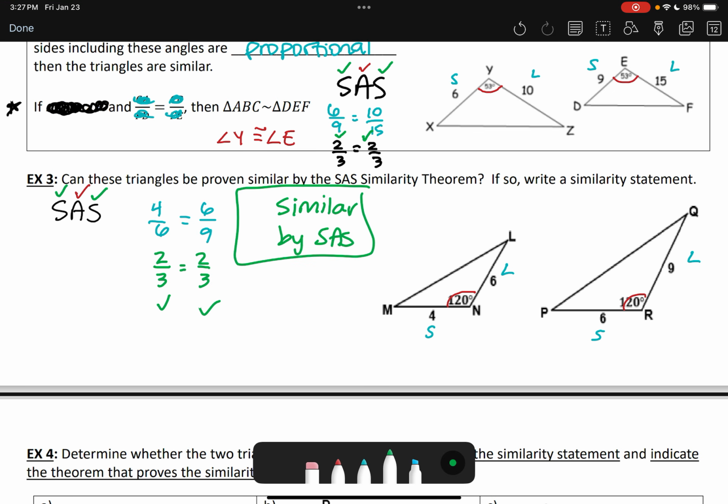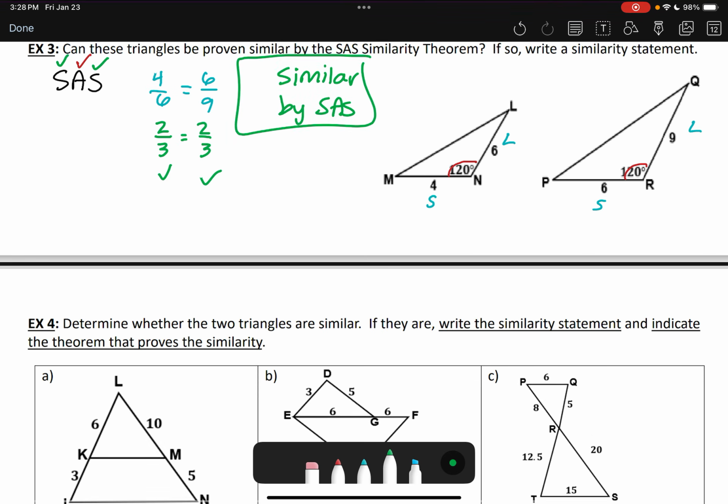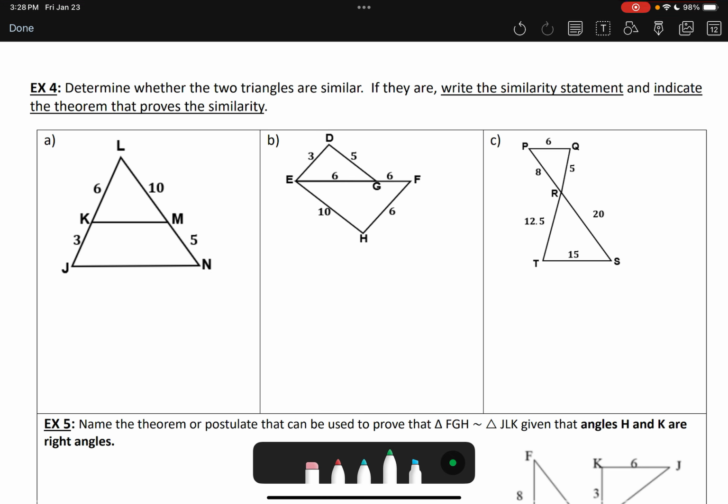It also tells you to write a similarity statement. I feel like we've done that enough times to be able to skip that part. So to keep this video short, we'll go ahead and keep it moving. We have some final examples here now where everything's kind of mixed up and it's asking you to determine if the two triangles are similar. If they are, write the similarity statement and indicate the theorem that proves the similarity.